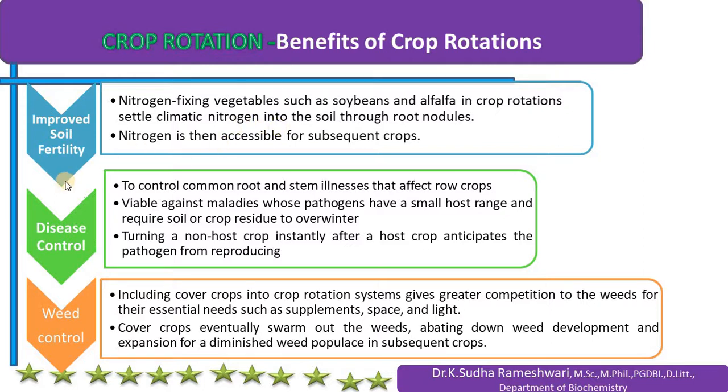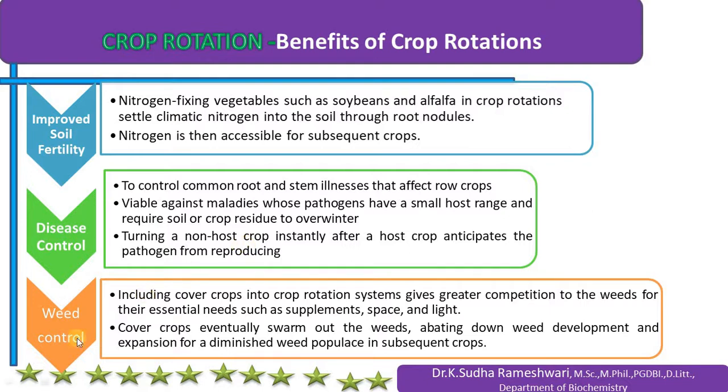Cycling. Next is the disease control. Crop rotation helps to control common root and stem illnesses that affect row crops. Crop rotation is extremely effective against diseases whose pathogens have a small host range and require soil or crop residue to overwinter. For such infections, growing a non-host crop after a host crop prevents the pathogen from reproducing.